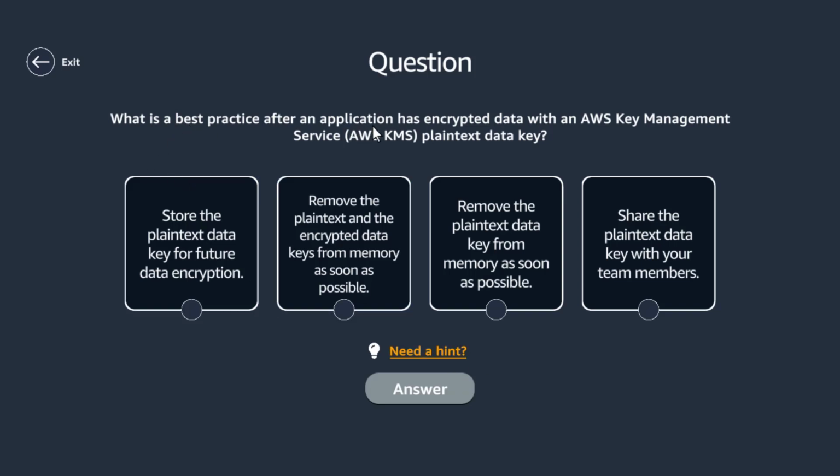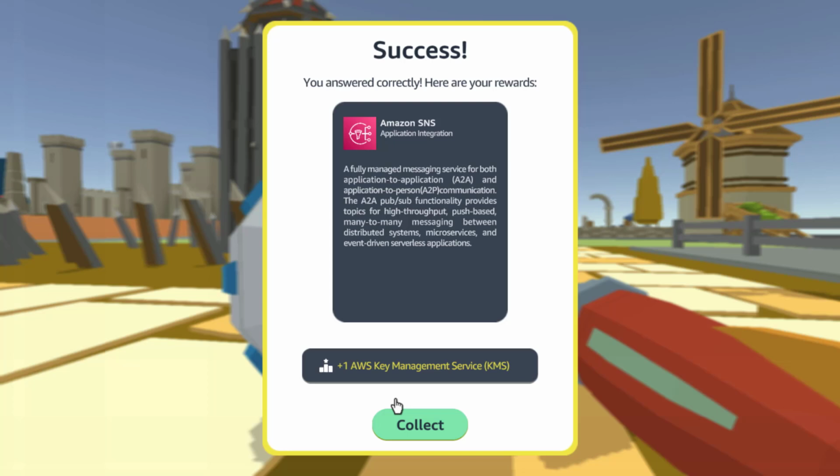What is the best practice after an application has encrypted data with an AWS KMS plain text data key? To delete it, we have to remove it. Only we remove the plain text, not the encrypted data. Yes, this will be the correct one. Yes, I know.